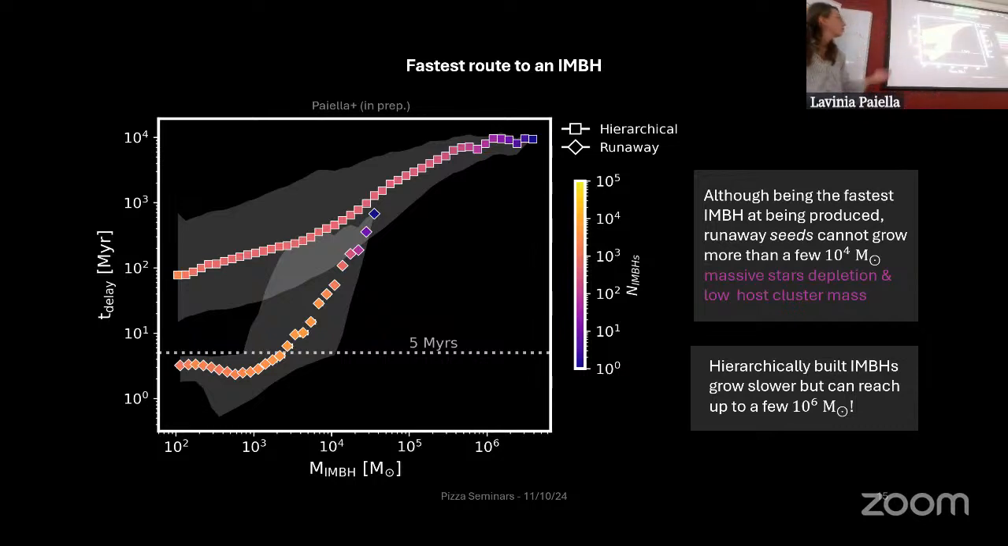For the hierarchical scenario, you see that it takes longer to build these black holes, because of course you have to start with very tiny black holes and go through a lot of mergers, but you can grow very heavy, given that we are also simulating extremely heavy nuclear clusters like 10⁹ solar masses. So this upper tail here is a bit pushed to the limit, but if the cluster is very massive, you can reach even 10⁶ solar masses.